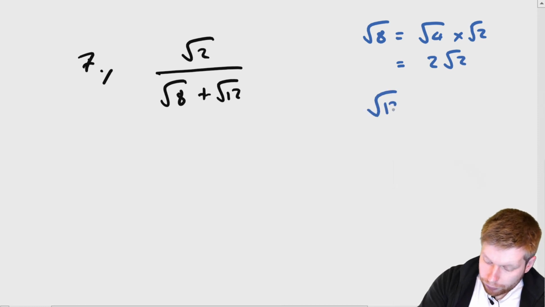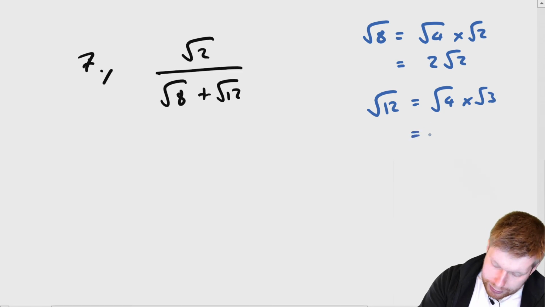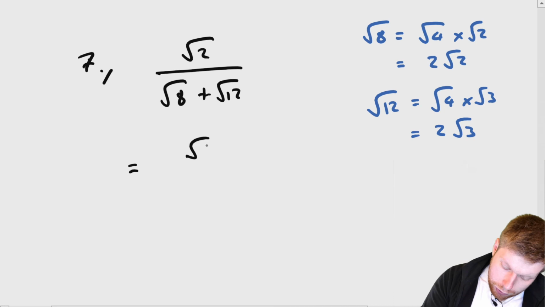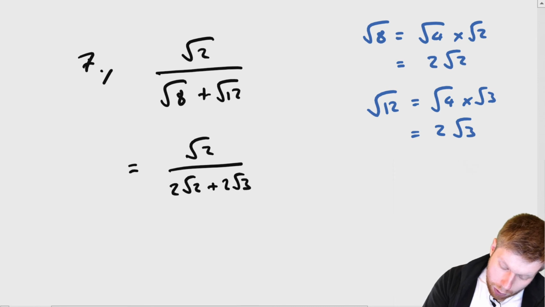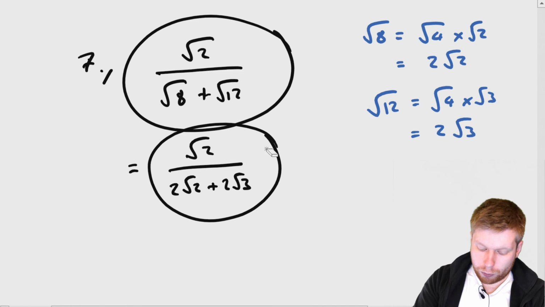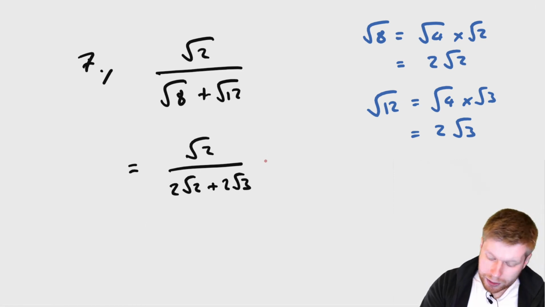Let's try root 12. Well, okay, I could rewrite that as root 4 times root 3. So that would become 2 root 3. So actually, I'm just going to rewrite this as root 2 over 2 root 2 plus 2 root 3. So you can see all I've literally done here is change the denominator and simplify it before I start. Now I can rationalise my denominator.